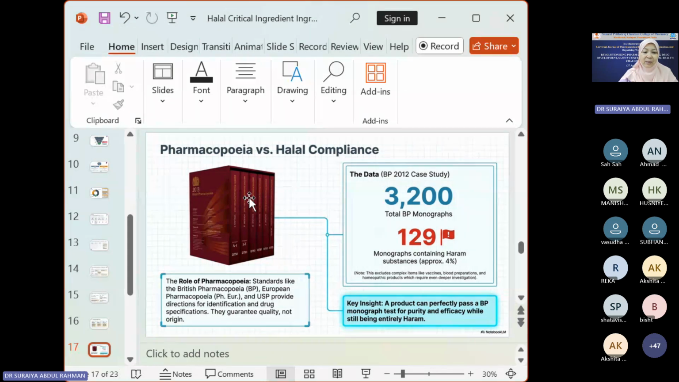So the key insight from here: a product can perfectly pass the BP monograph in terms of quality, purity, and efficacy, but it can still be haram.